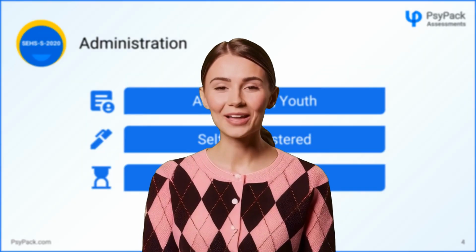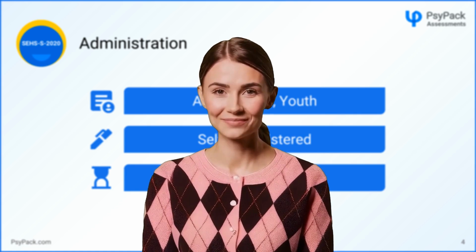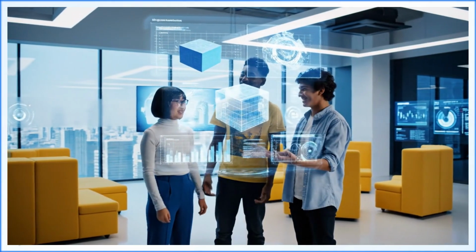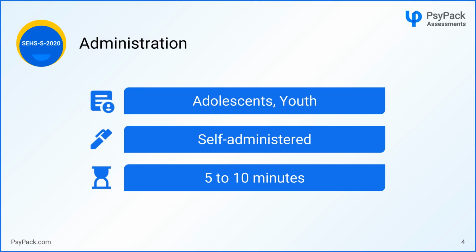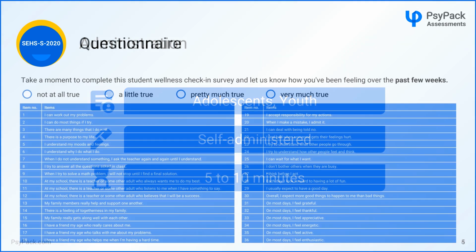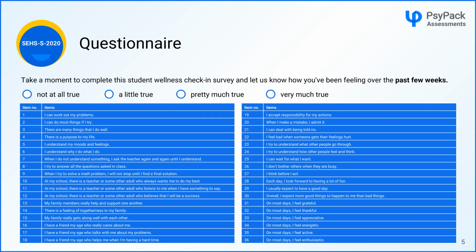Now let's talk about how the survey is administered. It's designed for adolescents and youth. The assessment is self-administered, which makes it incredibly practical and easy to implement. It only takes about 5 to 10 minutes to complete. This short completion time means it can be used efficiently, even on a large scale for an entire school, without causing significant disruption. Here's a look at the questionnaire itself.